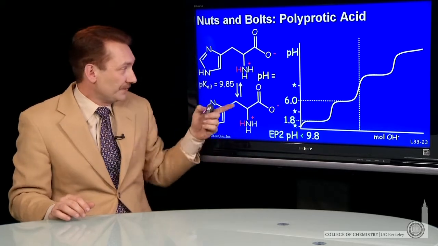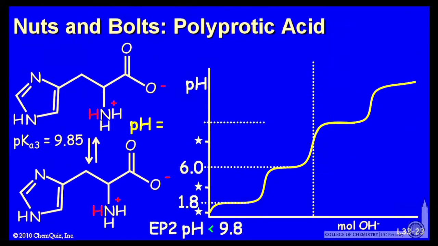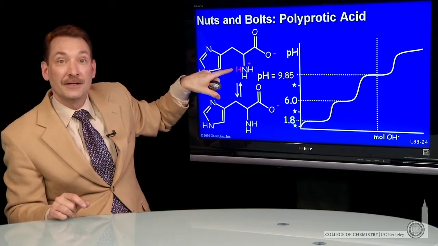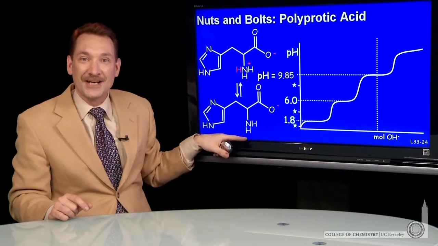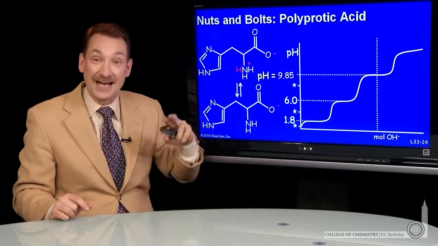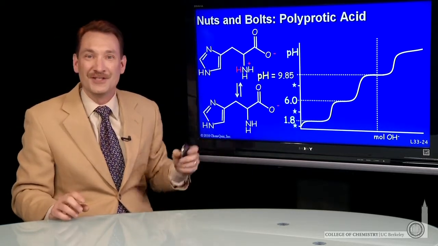So let's continue. The next pKa is 9.85. That means the next plateau in the titration curve is at 9.85. So when the pH is equal to that pKa, I'll have an equal mixture now of this compound and this compound. Notice this proton is now being titrated, or this proton is being removed. And when the pH is exactly equal to the pKa, there'll be an equal mixture of these two species in solution.